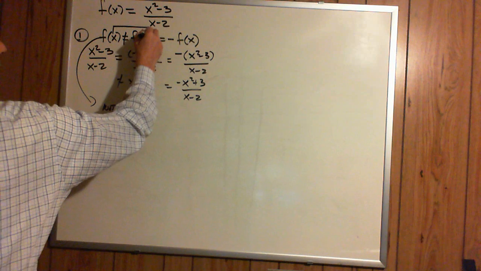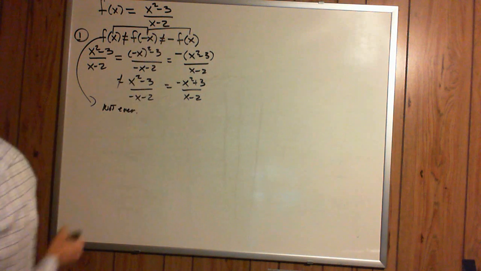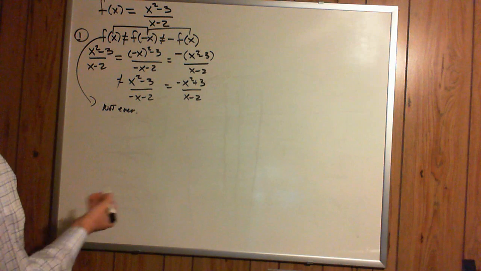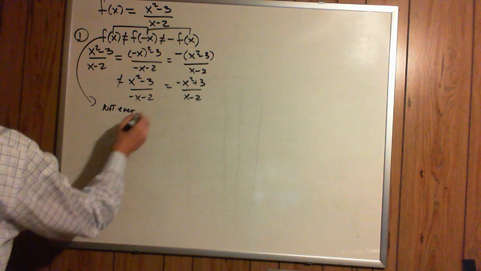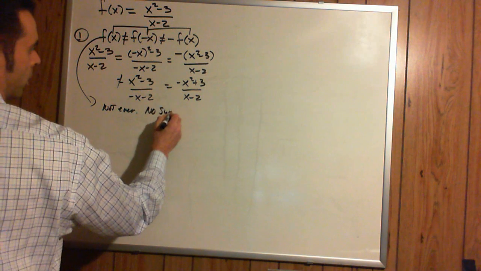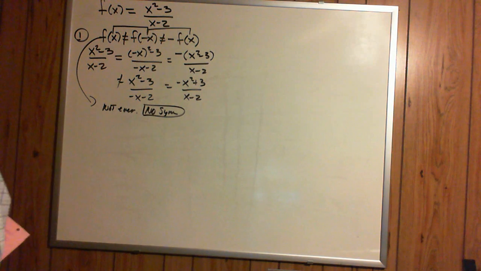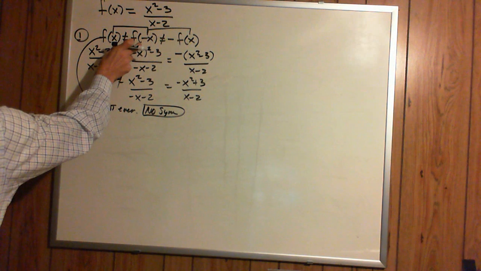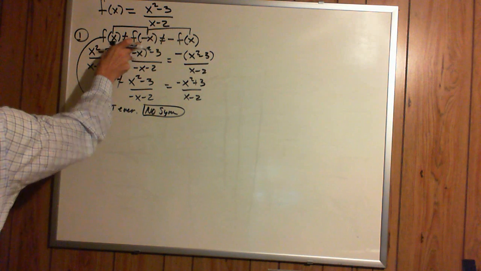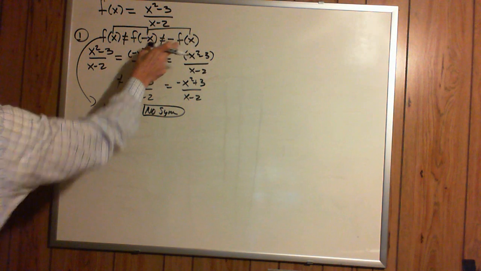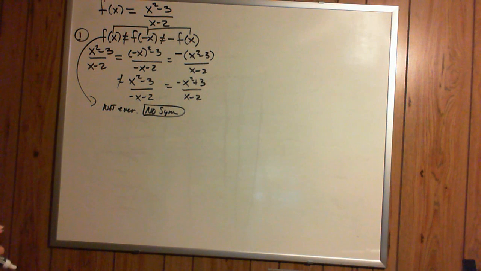And since f of negative x does not equal negative f of x, the function is not odd and does not have origin symmetry. So this function, this graph, will have no symmetry. Remember that if the first two are equal, it's an even function with symmetry with respect to the y-axis. And if these two here are equal, then it has origin symmetry, or it's an odd function.